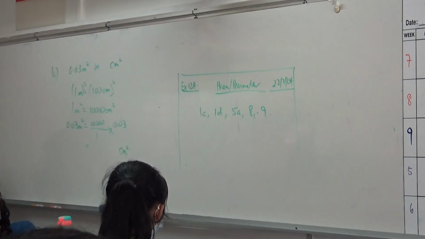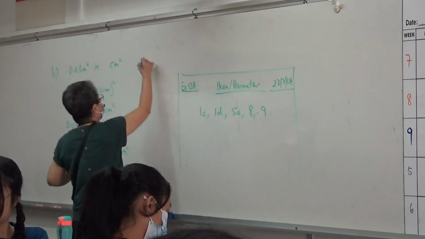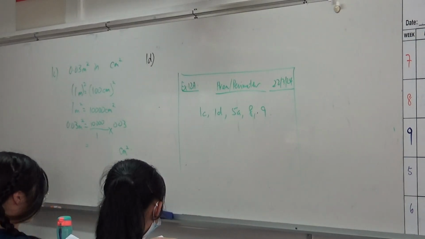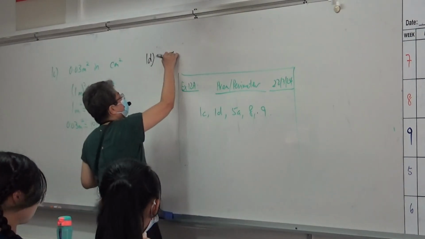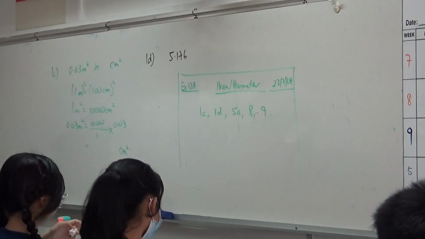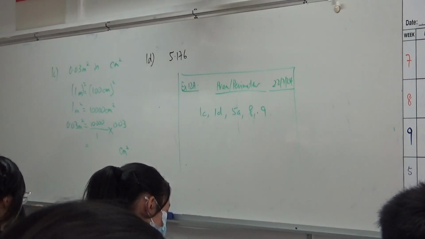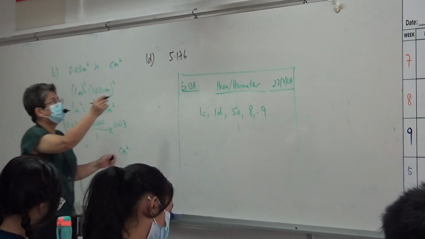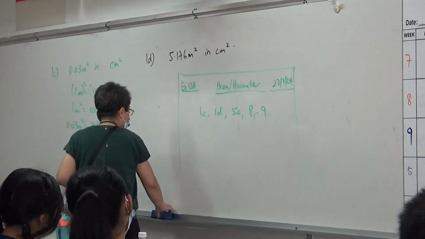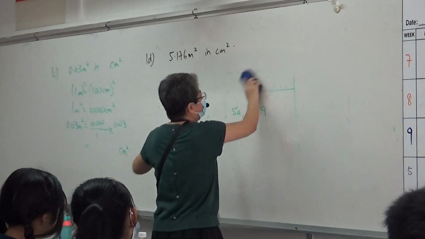Okay. Now, next I'm going on to 1D. They say 5.1761 meter square in cm square. Okay, can you follow the same way of presenting? And then you get your answer, okay?